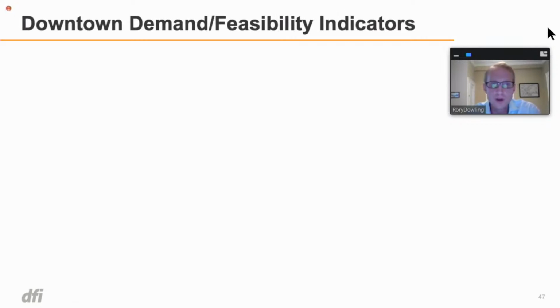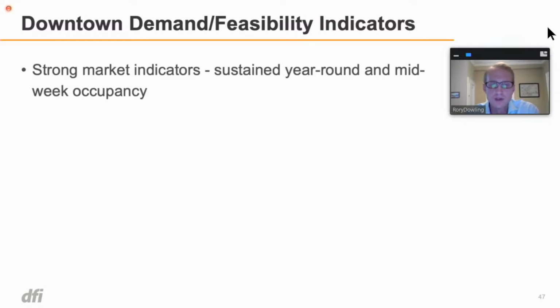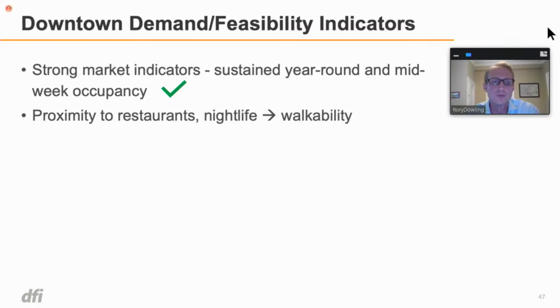So when we talk about the potential for downtown demand and the feasibility of putting a hotel in downtown in a market like Salisbury, we look at those indicators that we just discussed. You've got sustained year-round and midweek occupancy, which is fantastic. Again, one of the first things that a developer is going to look at. You want to have proximity to restaurants, nightlife, walkability. Again, that's something that is going to distinguish the downtown hotel from what you have already along the highway.